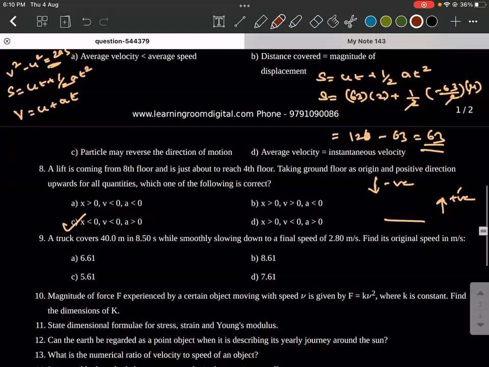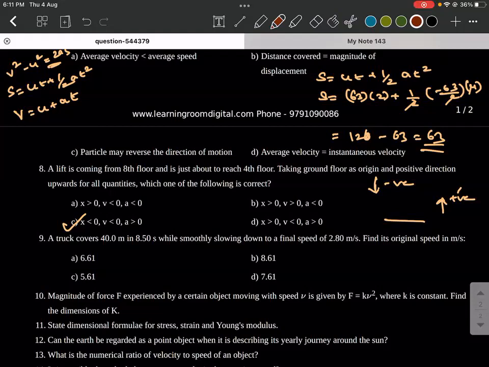Next is, there is a truck that covers 40 meters in 8.5 seconds while smoothly slowing down to a final speed of 2.8 meters per second. What do you mean by smoothly slowing down? It is decelerating, but at a uniform rate. Find its original speed in meters per second.